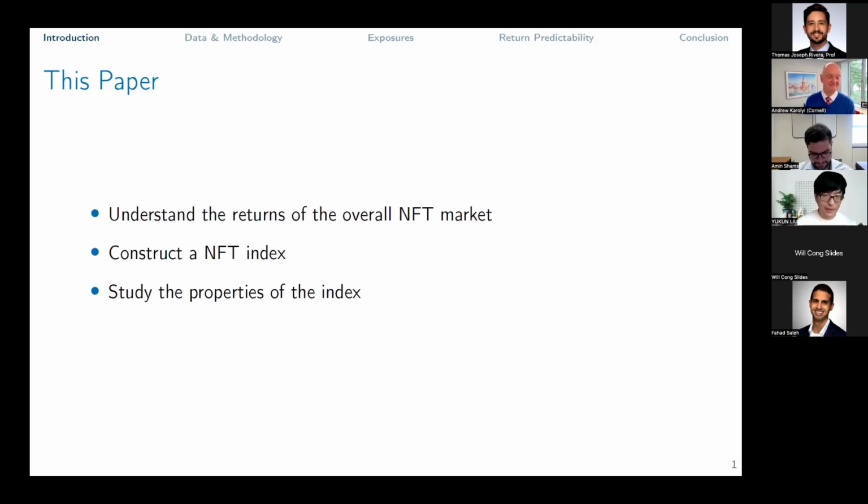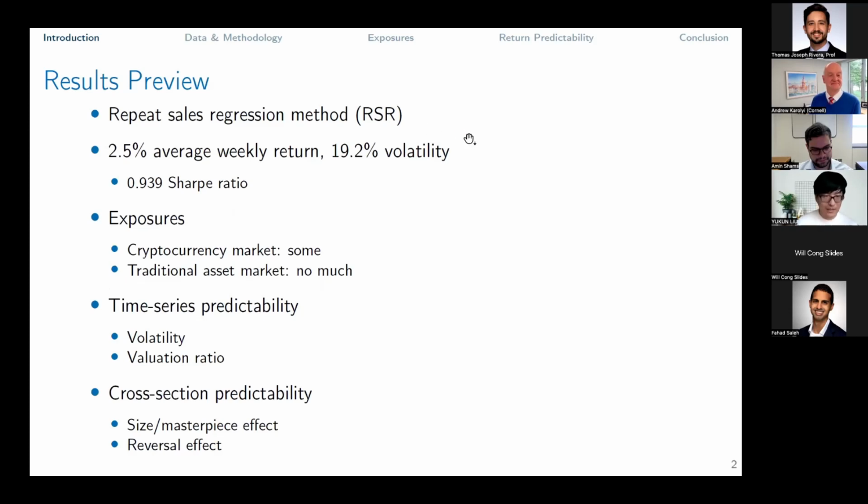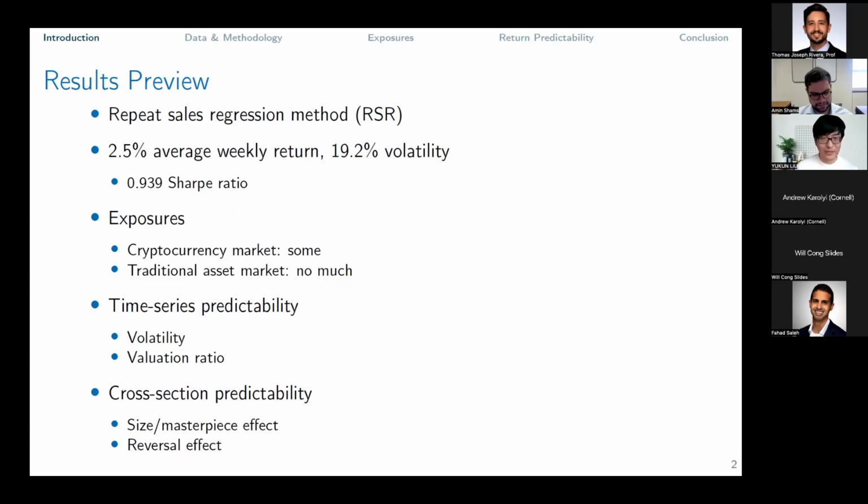So we're going to have a method to construct this NFT market index, essentially using the repeat sales method. After showing you how we construct this index and understand some of the basic properties, we're going to get into the predictabilities and the features of the return space of the NFT market. The way we construct this index is the repeat sales regression method, RSR. I'm going to talk later about why we use it and how exactly we do that.